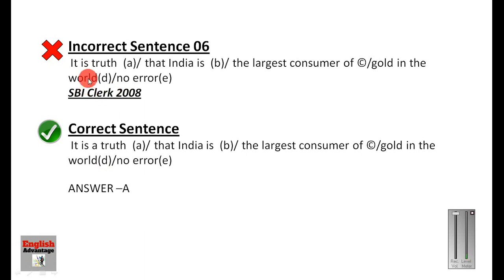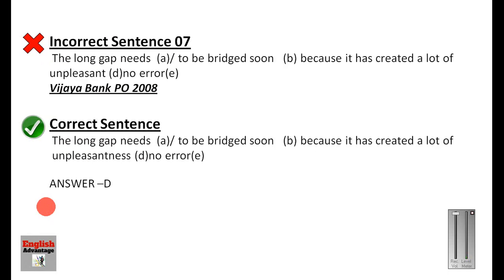So this question has appeared in SBI Clerk 2008, and these kind of questions keep coming in such exams. So these are very important questions. So I am going to discuss all such important questions in this video tutorial. Now let us see the next question.